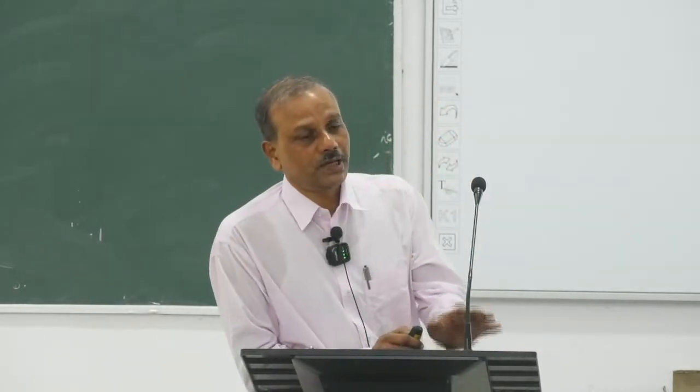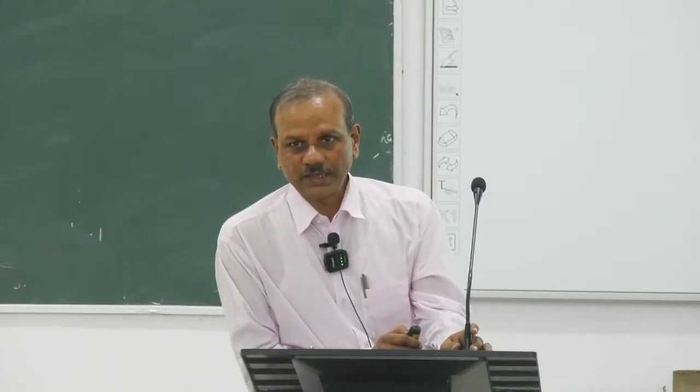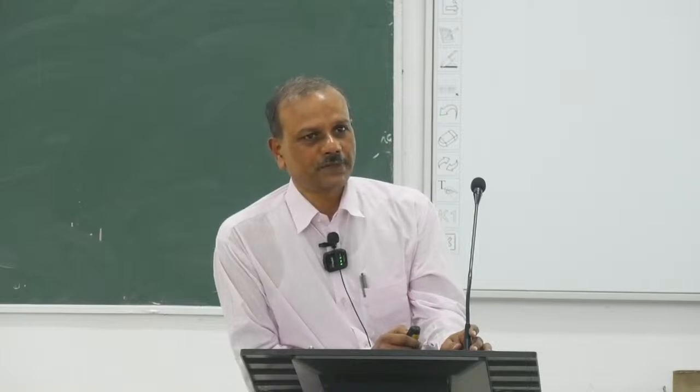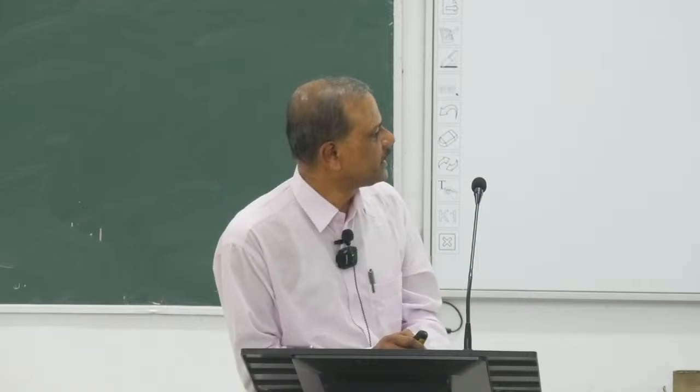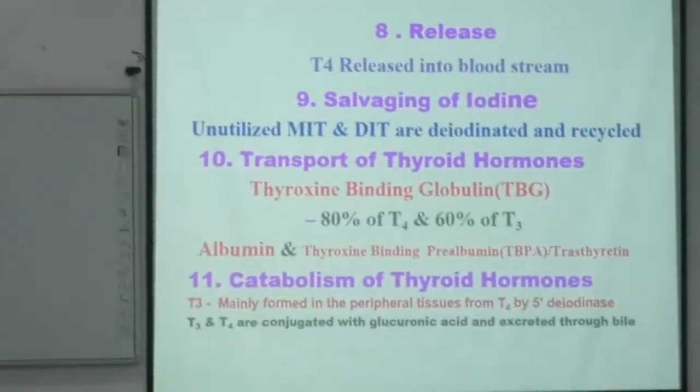Now, as I told you, once it goes into the peripheral circulation, it exerts its metabolic actions, and then after that job is accomplished, it is taken up by the liver, where it is conjugated with glucuronic acid, and then it is excreted through bile, just like bilirubin.